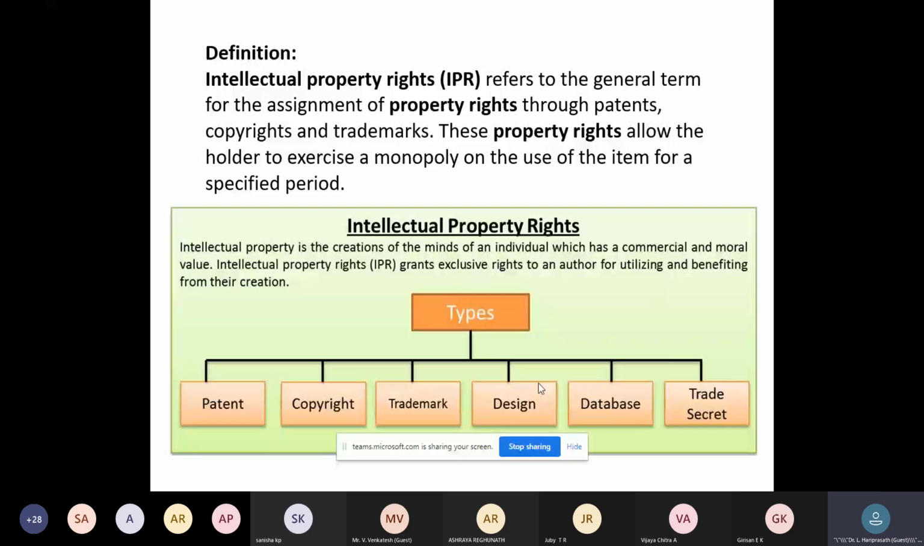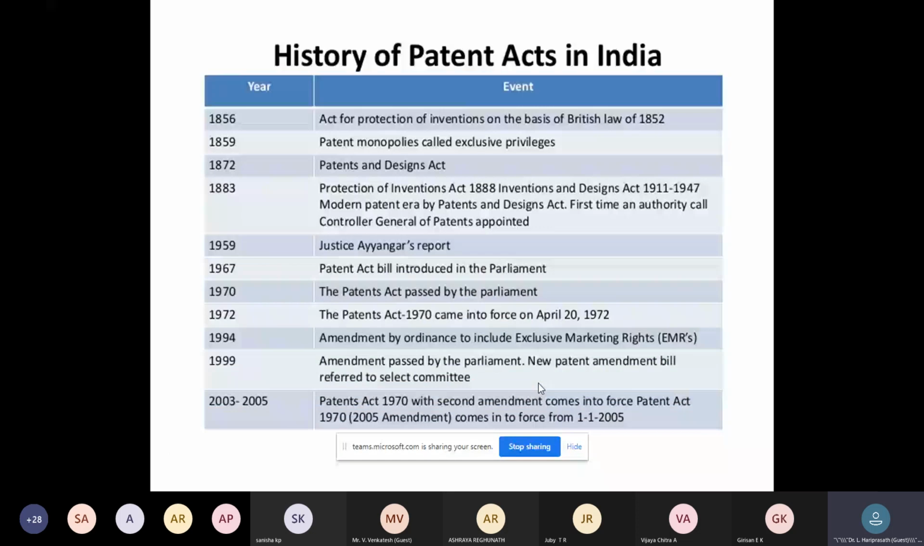So these are broadly the types that come under intellectual property. Then this is just a slide that shows you the history of the Patent Act in India. The Patent Bill was first introduced in the year 1967, and the act was passed in 1970, and later the act came into existence only in the year 1972. Now almost the second amendment has been done in this act.